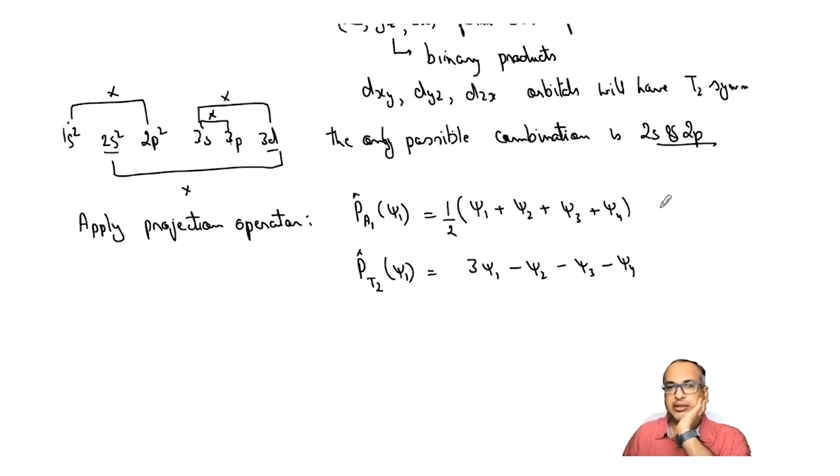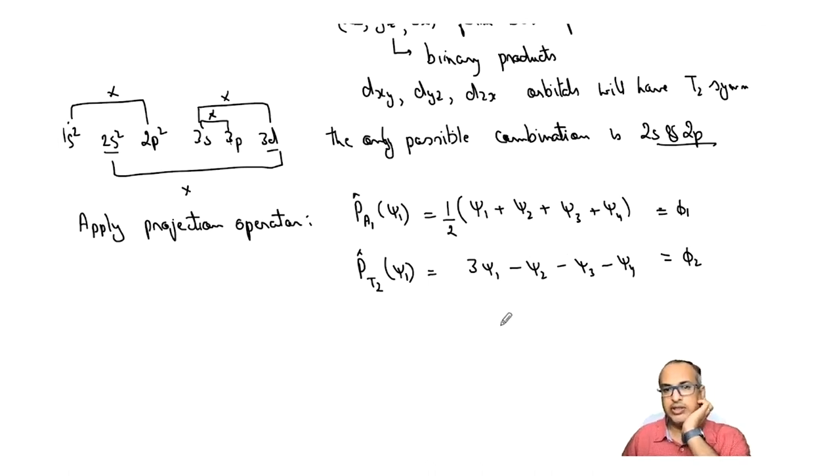This and this, let us call them phi 1 and phi 2. So phi 1 and phi 2 are orthogonal. You can take the dot product and take the summation over all psi's, and it does go to zero.